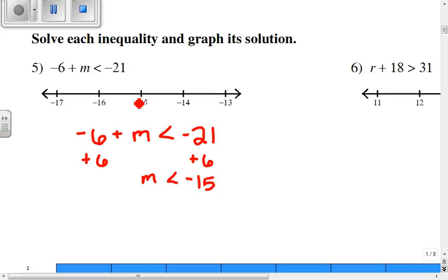So I'm going to put my circle at -15. It's not or equal to, so I'm not going to fill in my circle. M is less than, numbers less than are to the left, so I'm going to shade to the left of my circle.